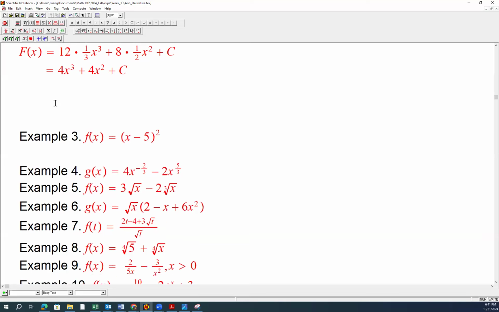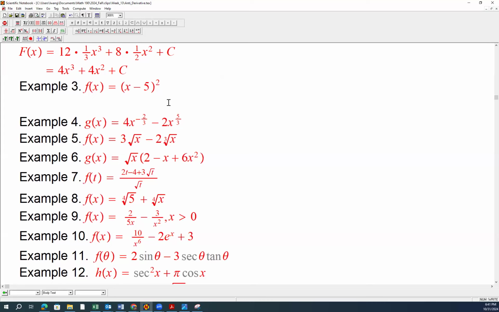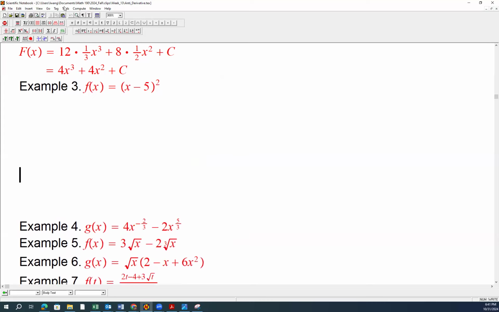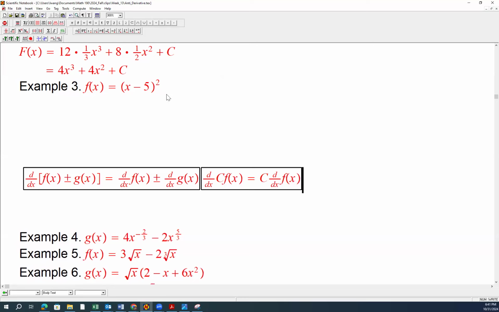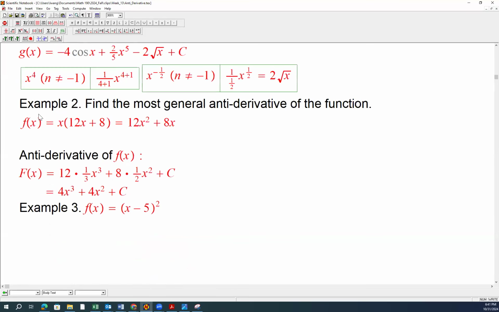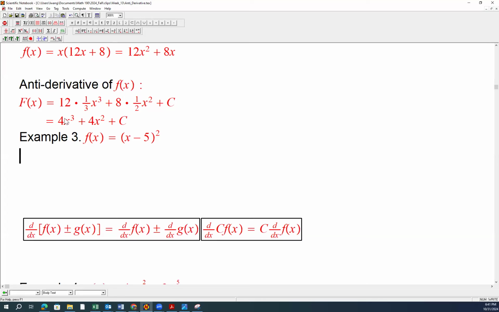Example number 3, we have (x minus 5) to the power of 2. We don't have the product rule, and we don't have the power rule either. So the antiderivative of f, we have to convert it. For this f, we're going to have to FOIL, so we get x squared minus 10x plus 25.